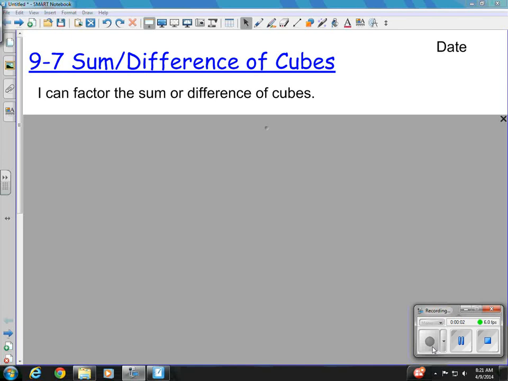Welcome to video lesson 9.7, and we're going to look at factoring by sum or difference of cubes. Go ahead and put today's date in the top right hand corner. And our can statement is: I can factor the sum or difference of cubes.